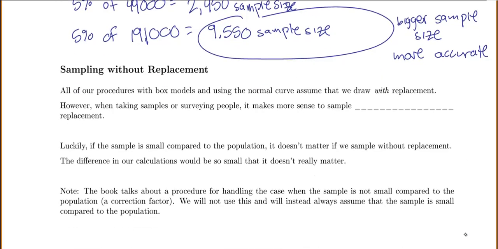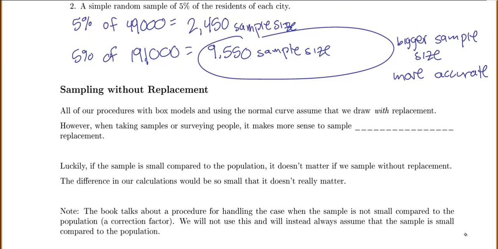And now we're going to do another short note about sampling without replacement. All of our procedures with box models and using the normal curve are assuming that we're drawing with replacement. So you take someone out and you put them back. However, when you're taking samples or surveying people, it doesn't make sense to survey the same person twice. There's just no point. It's a waste of time and money, and so it makes a lot more sense to sample without replacement. So anytime you're actually doing something with sampling or surveying, you're going to want to sample without replacement. You don't want to do the same person twice.